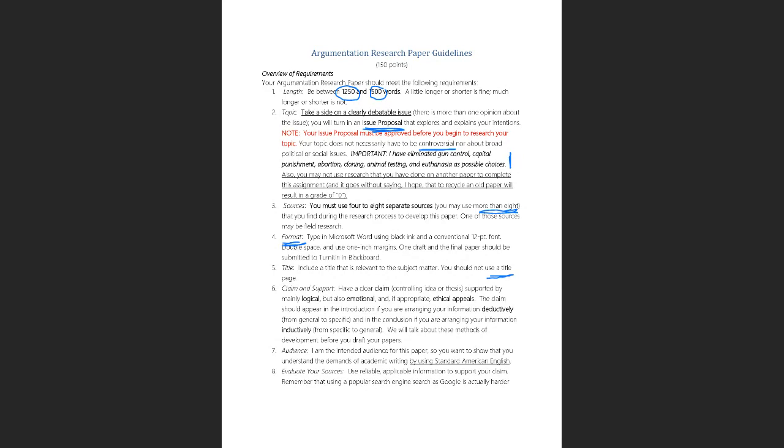Please have a clear claim, which is your controlling idea. And it should mainly be supported with logic, all right, with reasons, with facts, with expert testimony, eyewitness testimony, statistics, and so forth, okay? That should be the bulk of your material. When you're researching, that's what you're looking for.